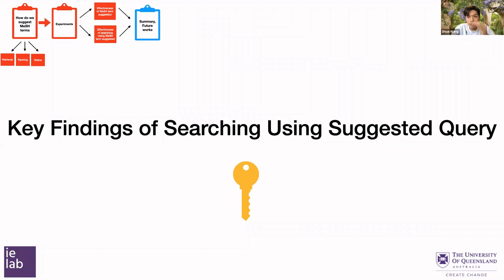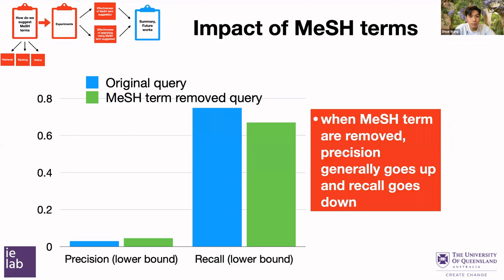Next, let's talk about some key findings of our second experiment, which is to evaluate the effectiveness of searching using the MeSH term suggested query. Firstly, we want to find the impact of MeSH terms. Therefore, we compared the effectiveness of the MeSH term removed query with the original query. We found that when the MeSH terms were removed, precision will always go up and recall goes down for all datasets and evaluation methods, no matter lower bound, MLE, or upper bound measure. Here is a plot where we are using lower bound as an example.